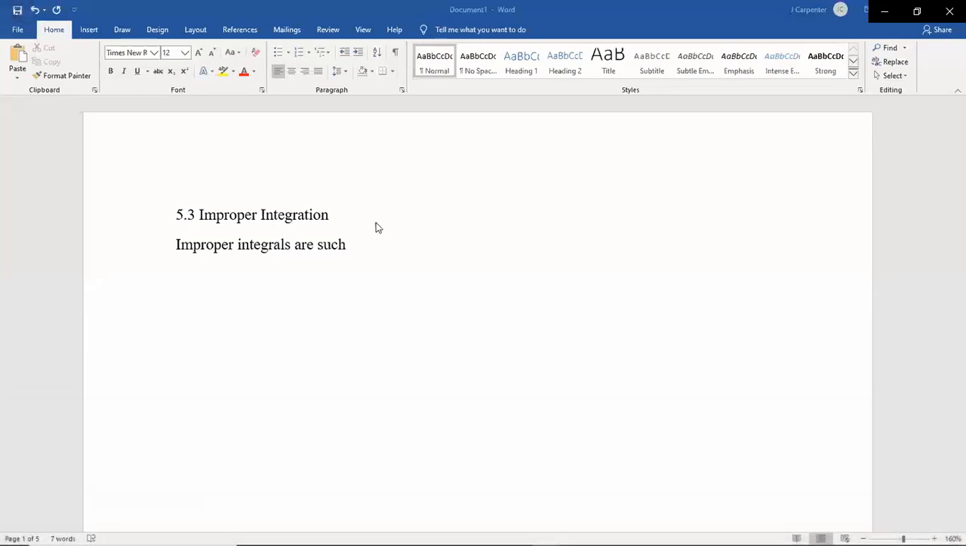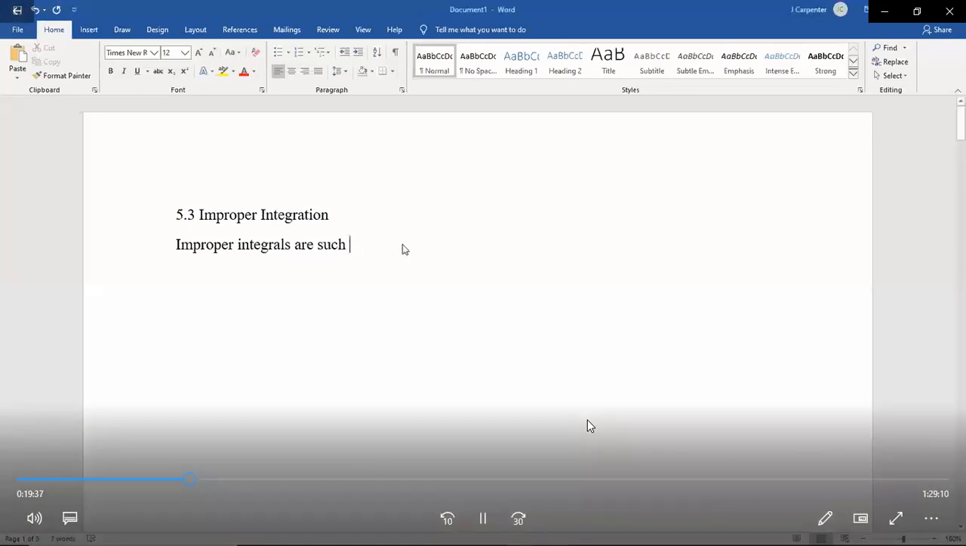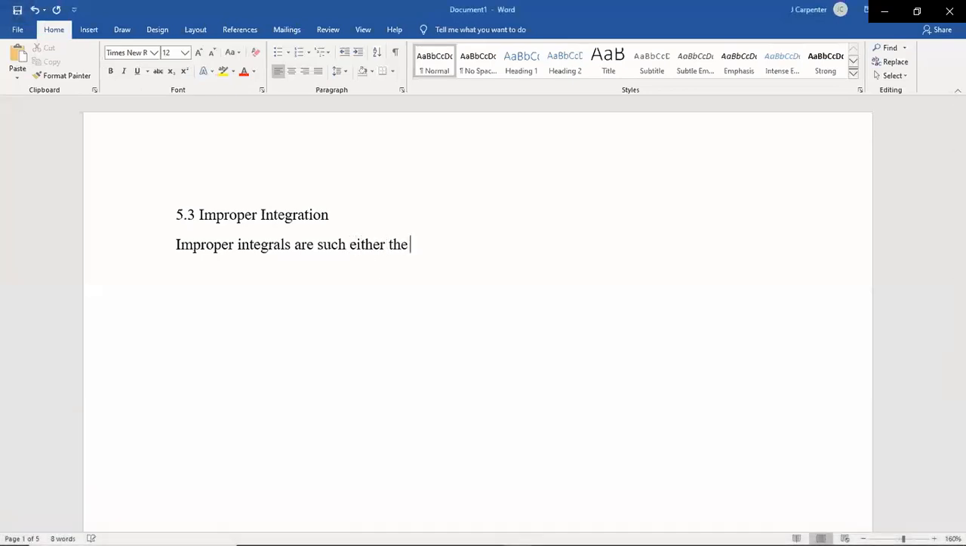Okay. So improper integrals are such that either one of the endpoints is an infinity, or the function value at one of the endpoints is infinity. Now, when I say infinity, I mean plus or minus.